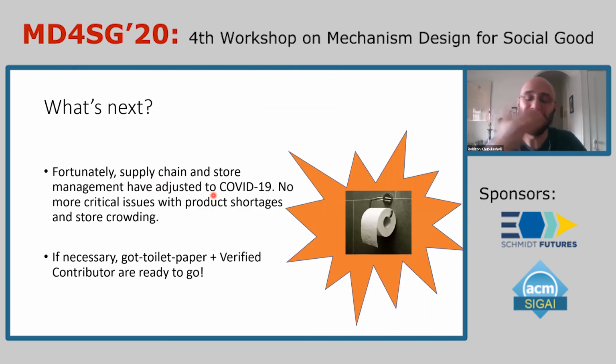The next obvious step is that, as very good news, supply chain and store management have adjusted to COVID-19. So there are no more critical issues with product shortages and stores are not that crowded anymore. That is very good news. But if necessary, if there is a second wave or any other reason for an information sharing platform, Go Toilet Paper plus this verified contributor new feature are ready to go and we'll be happy to serve.